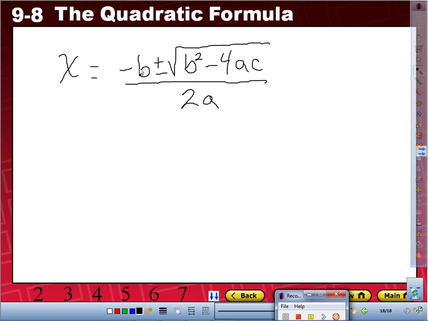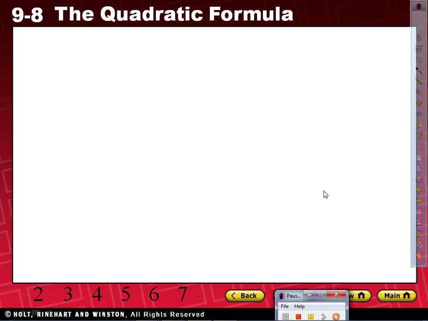X equals minus B plus or minus the square root of B squared minus 4AC, over 2A. By now we've got our quadratic formula memorized. So let's go over an example.